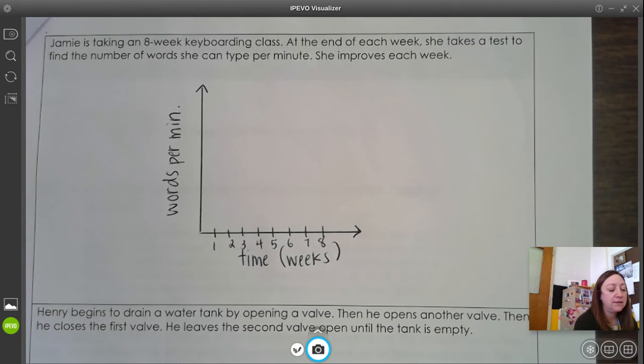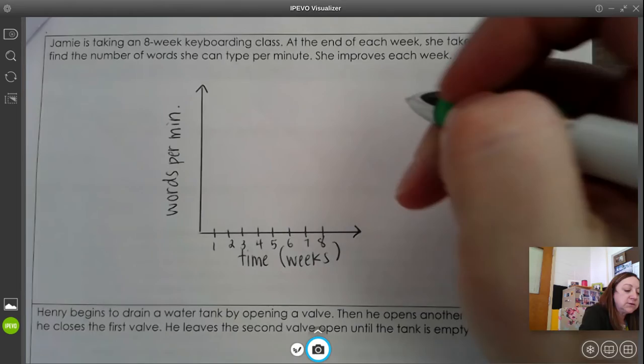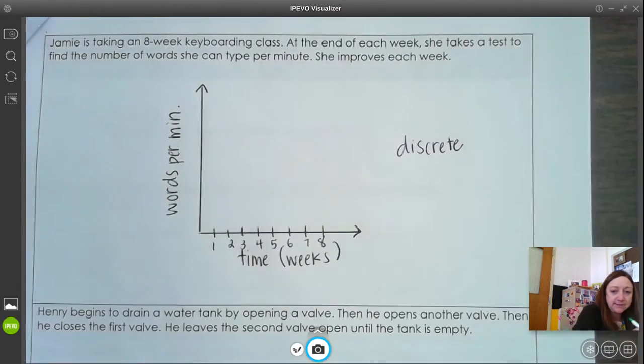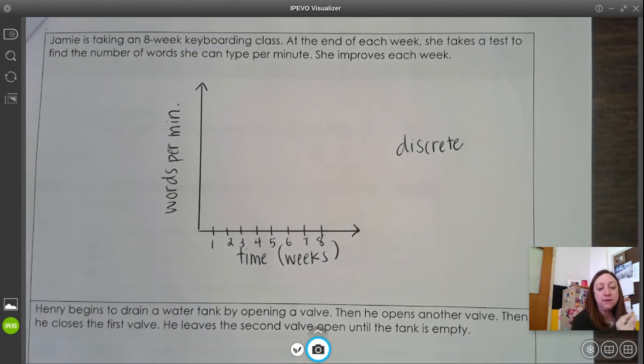She's not necessarily going to be, number of words is always counted. So how many words can she type in 1 minute? They're always going to give you a full number of words. Even if you are on a word, they're not going to say you could type 36.2 words per minute. They're going to say you only hit 36. So this is going to be discrete, okay? We're going to use dots because it's a number of words per minute that's not a fraction or decimal.